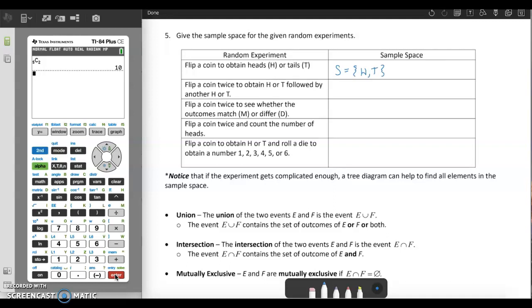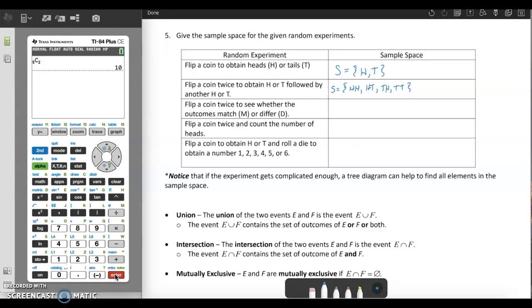What about we flip a coin twice to obtain heads or tails followed by another heads or tails? Okay, so in this sample space, we have to flip the coin twice before we make our final observation. So if I flip a coin twice, I could observe heads heads, or heads tails, or tails heads, or tails tails. And that would be all of the different observations that could be made if we flip a coin twice.